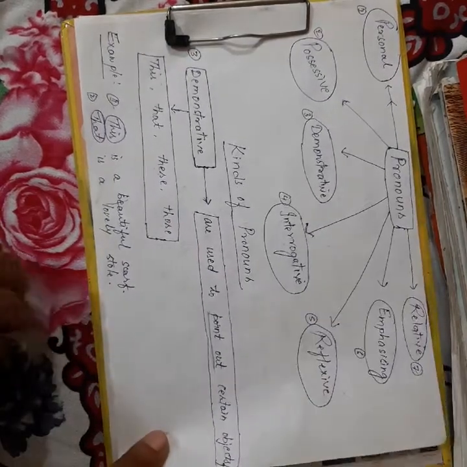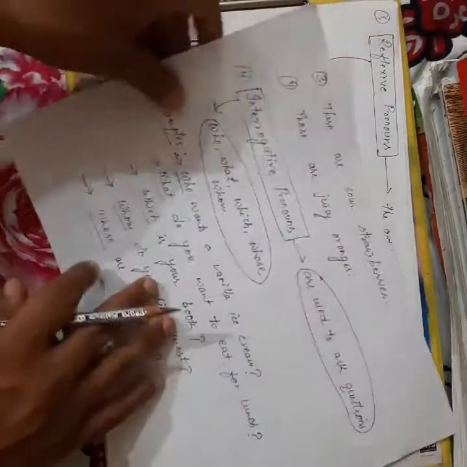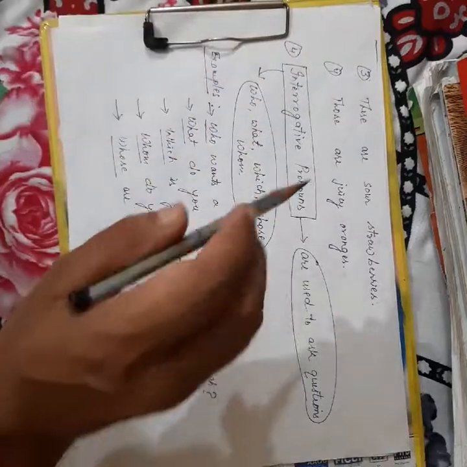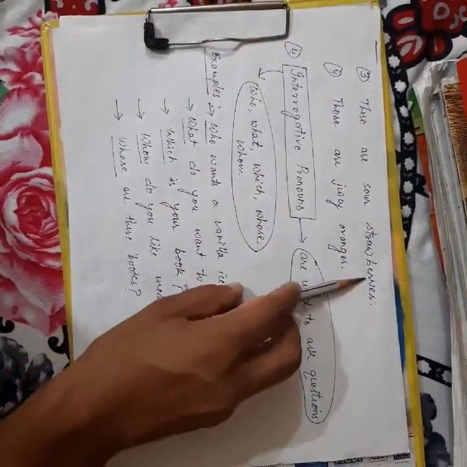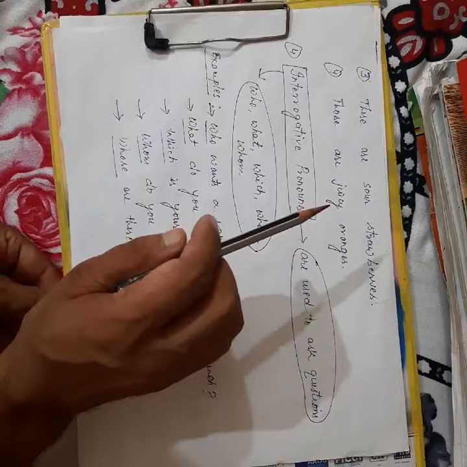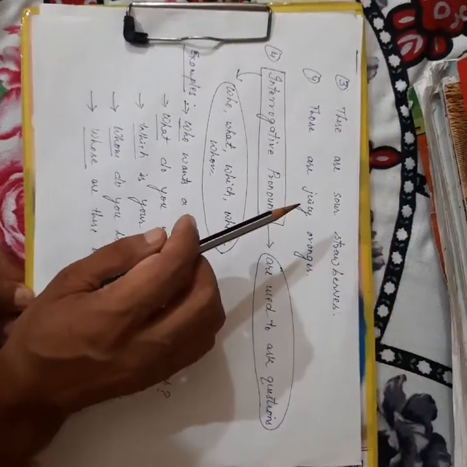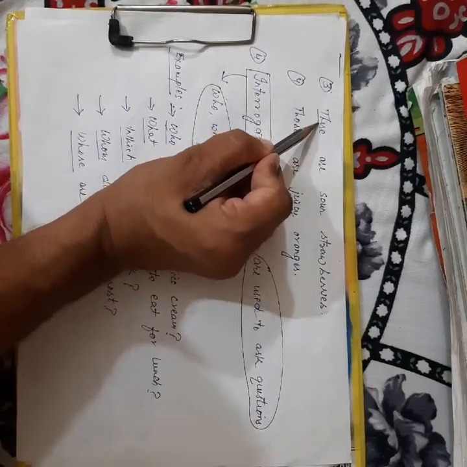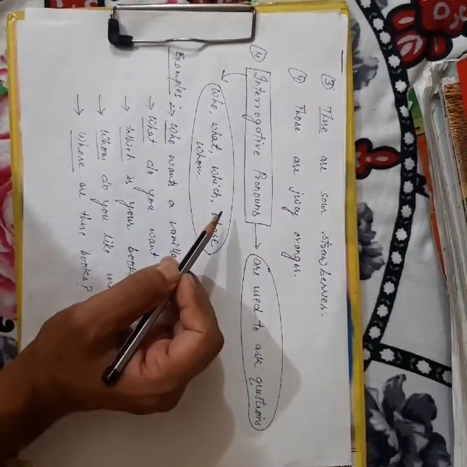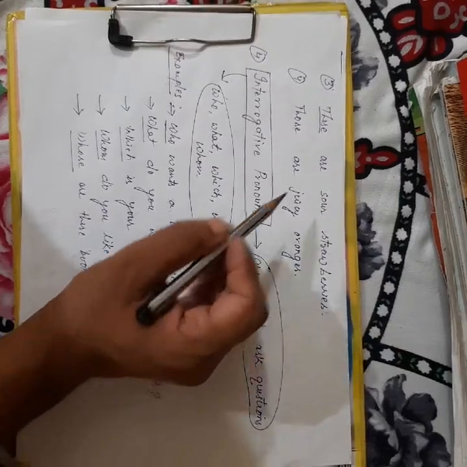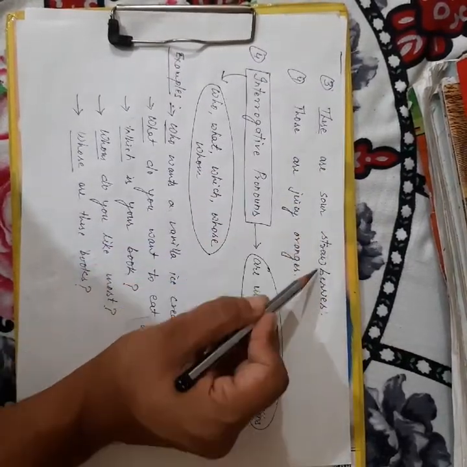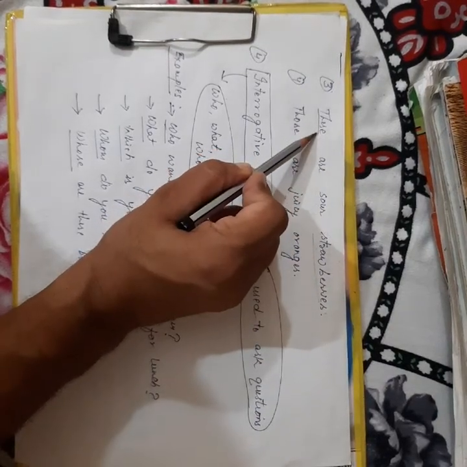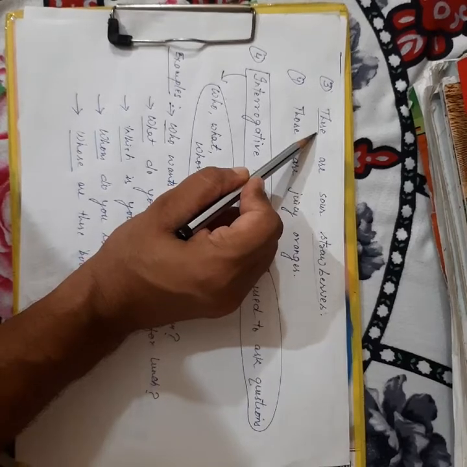Okay, some more examples. You can see here some more examples. These are sour strawberries. So here these again is used here as a demonstrative. Okay, these are pointing out strawberries. So these is here used as demonstrative pronoun.